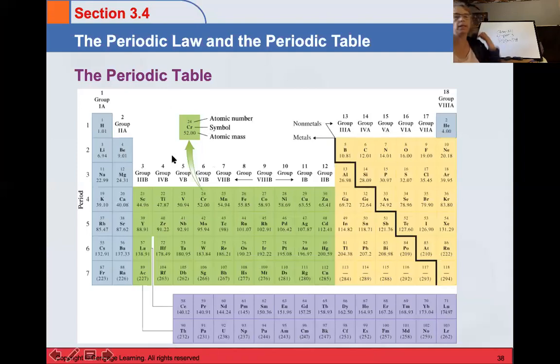So here's the periodic table that you guys have in your handouts module, although this one's color-coded. You can color-code yours if you want to.